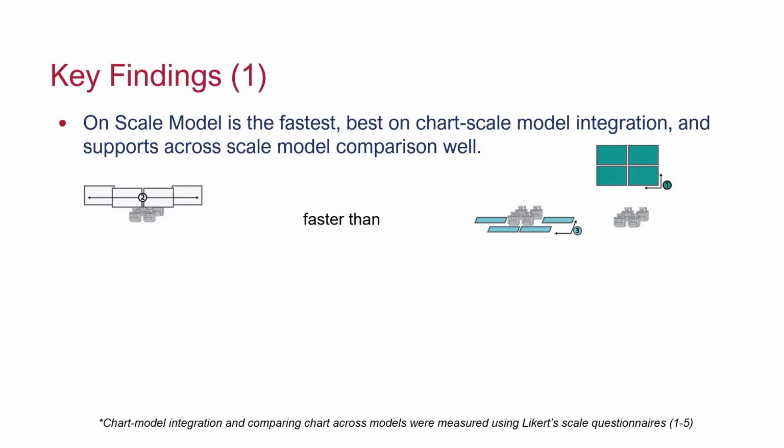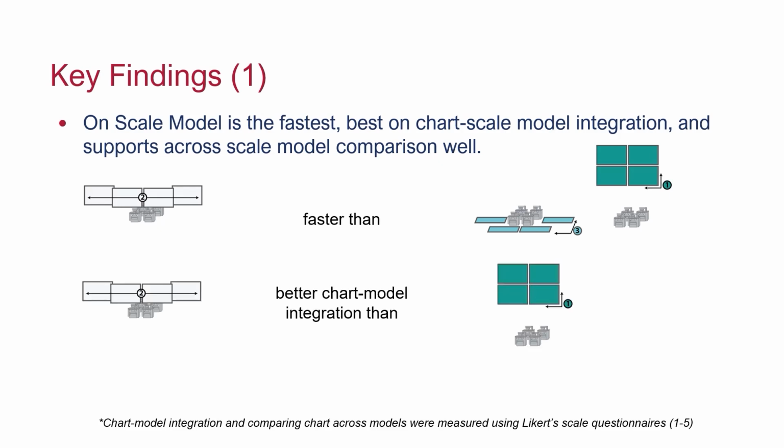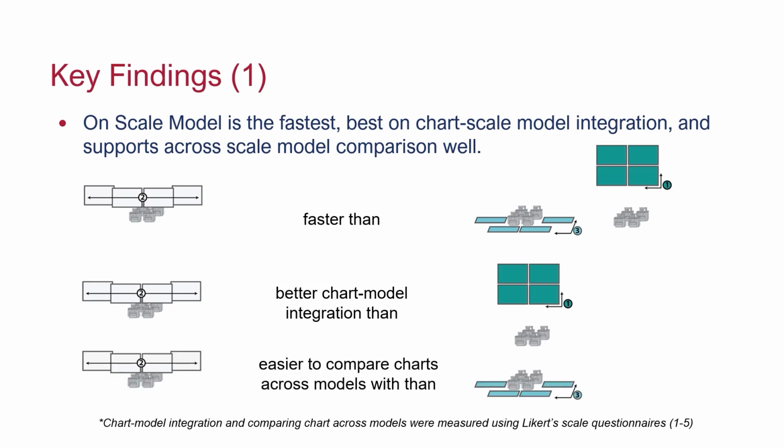The analysis of response time shows that participants were significantly faster when charts were placed on scale model than on table and on virtual board, both by 20%. Subjective measures also suggested that on-scale models integrated charts with their models better than on virtual board, and that comparing charts across models was easier than with the on-table view arrangement.